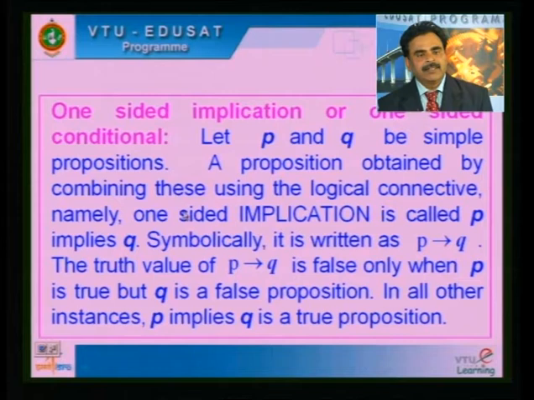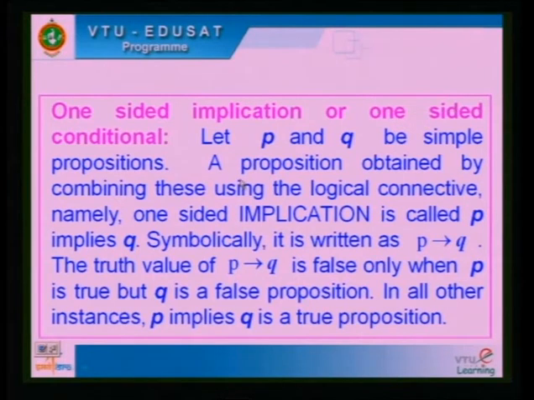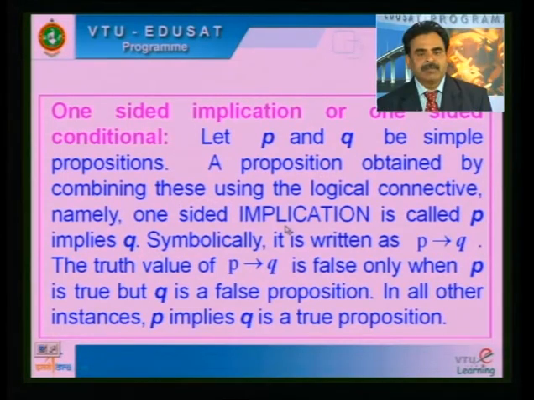Another logical connective we consider in programming languages, especially when you work with some condition, if then else statement, if you can recall. So this introduces the one sided connectives. So one sided means P implies Q, or Q follows from P, or P implying Q. So this is called one sided implication.